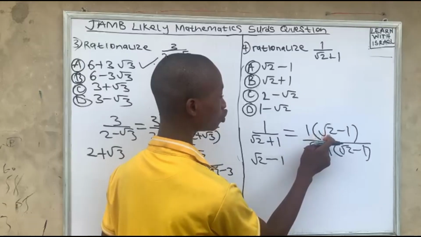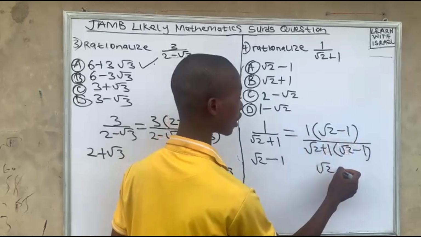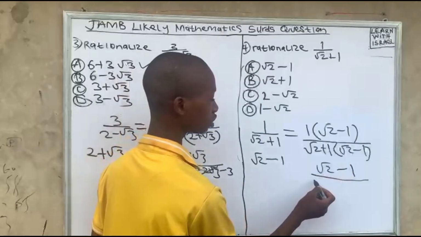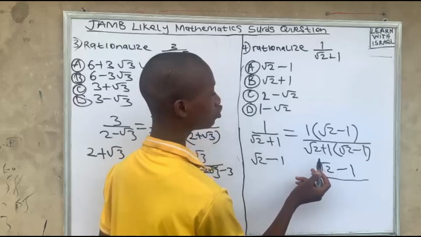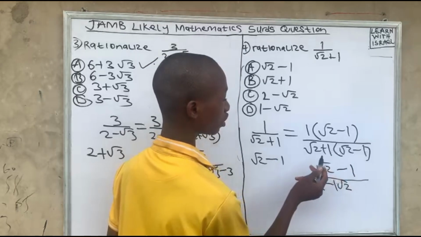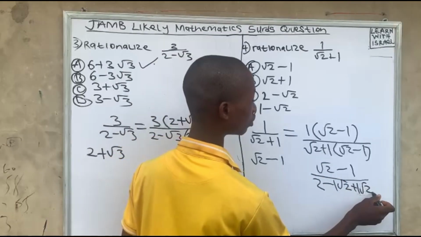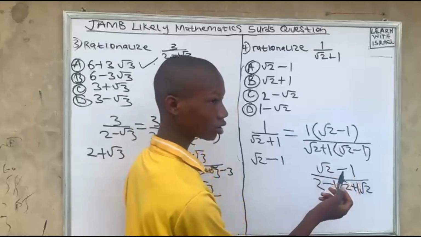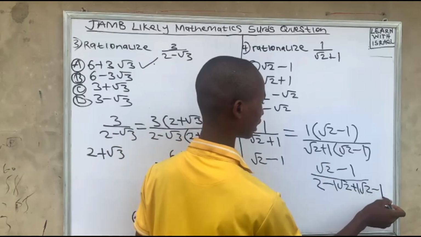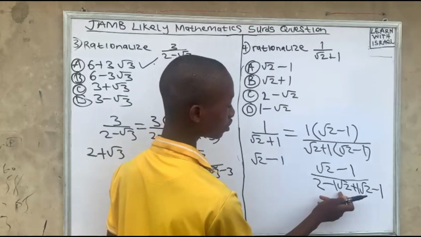So we are going to multiply this. 1 times root 2, we have root 2. 1 times minus 1, we have minus 1. Over, root 2 times root 2 gives us 2. Root 2 times minus 1, that's minus 1 root 2. Then 1 times root 2, we have plus 1 root 2. Then 1 times 1, that gives us minus 1.